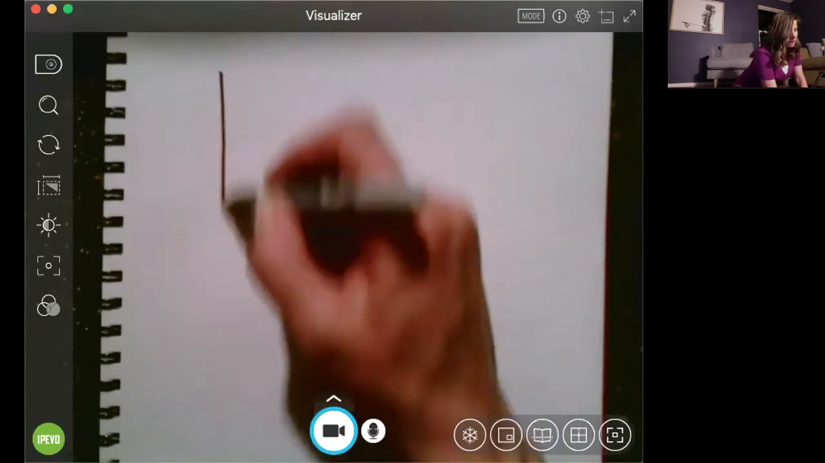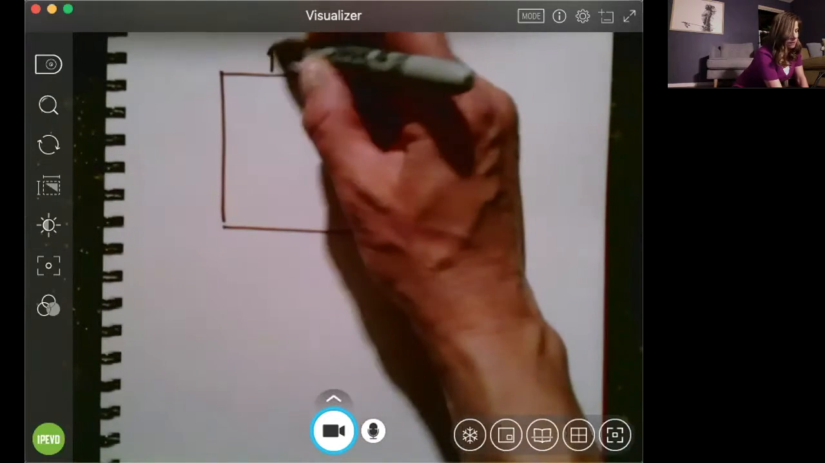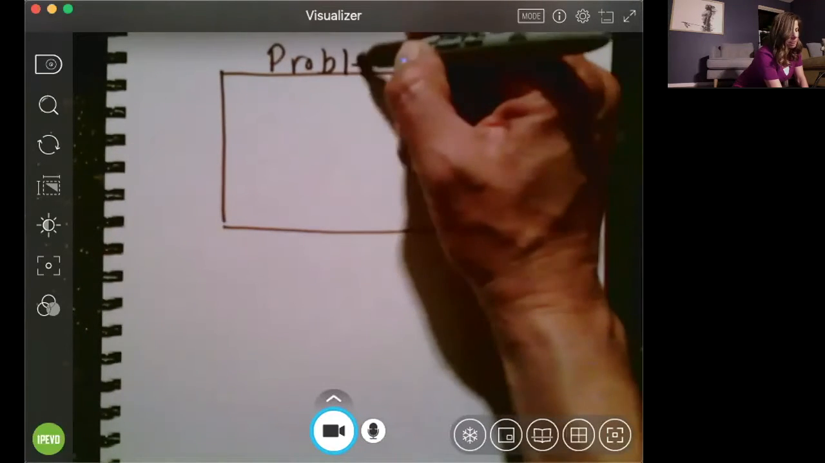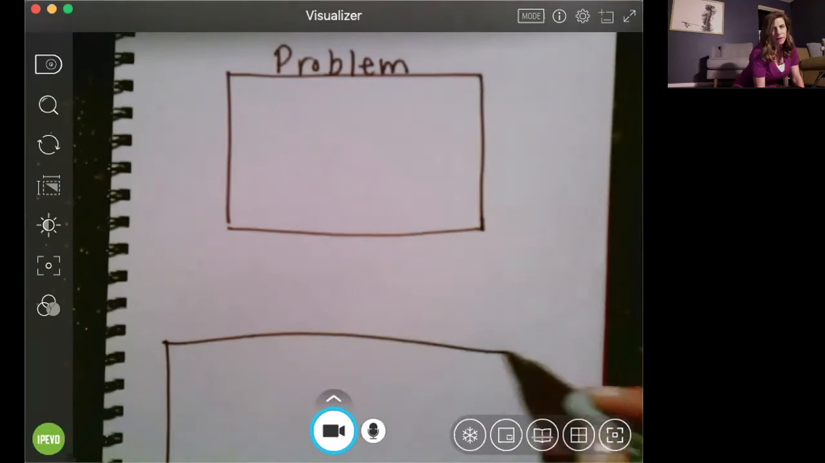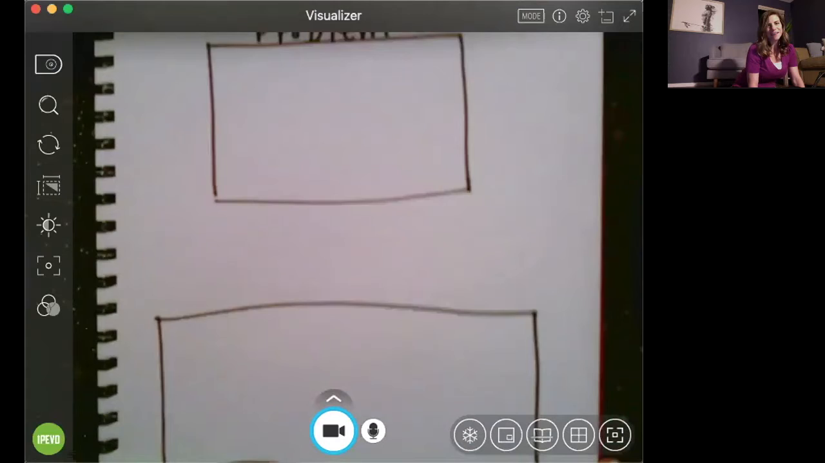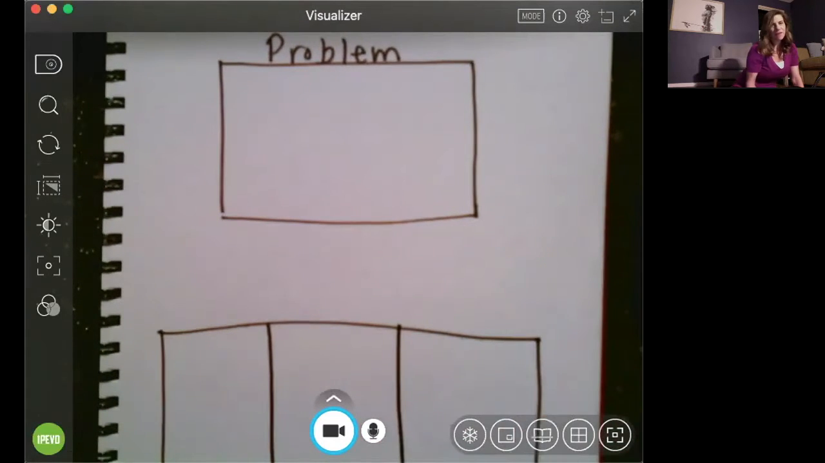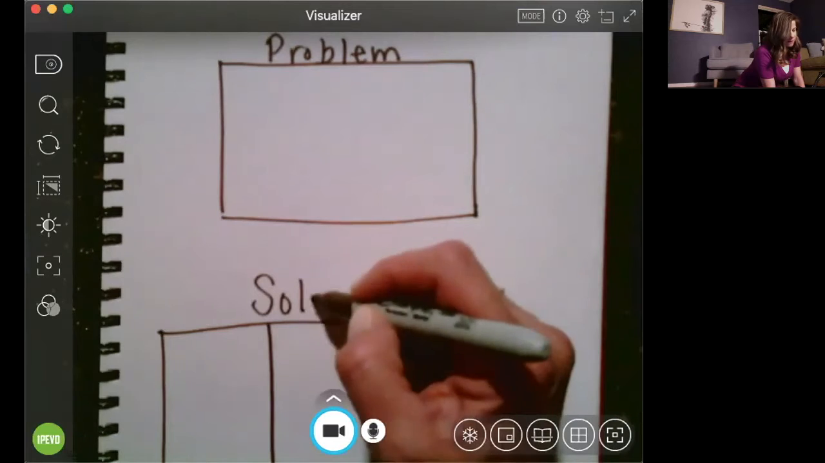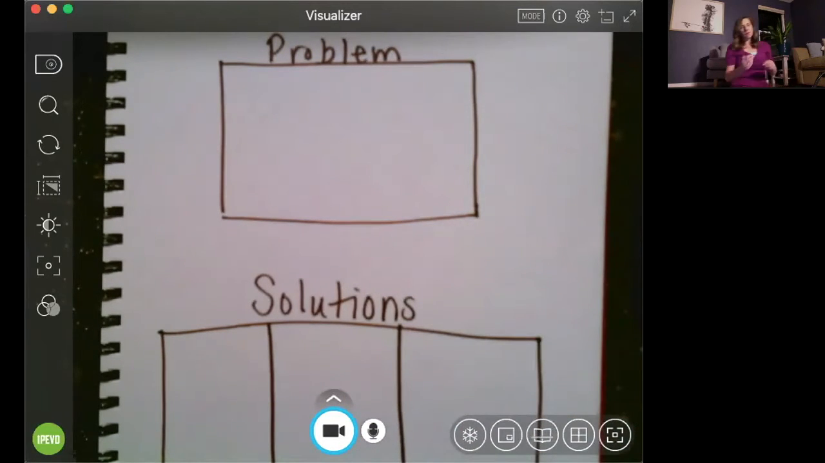On the top, I'm just going to draw a big box. That's going to be the problem. And then down here, I'm going to draw 3 boxes. Not very straight. And these boxes are going to be where I think of possible solutions. So, like I said, if you don't have a printer, it's okay. You can just draw it out at home and try your best.